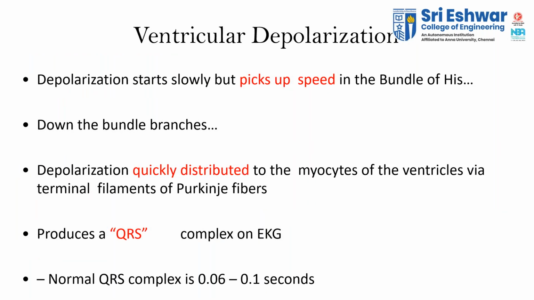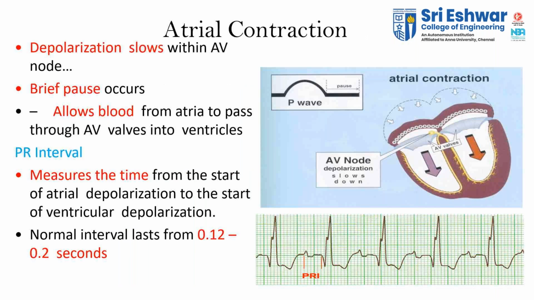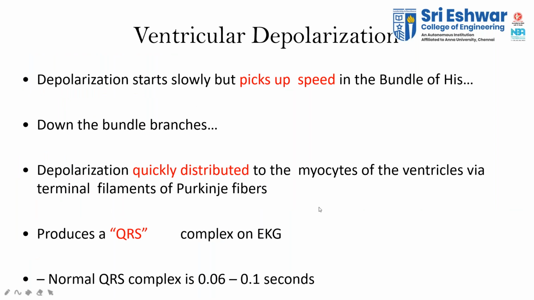And ventricular depolarization starts slowly but picks up speed in the bundle of His fibers. Here, depolarization is quickly distributed to the myocytes of the ventricles via the terminal filaments of the Purkinje fibers. Ventricular depolarization produces the QRS waveform. Understood? The PQRST waveform is generated as the ECG waveform. Out of that, the P waveform is generated by the SA node. During atrial contraction the PR interval is generated, and ventricular depolarization generates the QRS signal, which lasts 0.06 to 0.1 seconds.